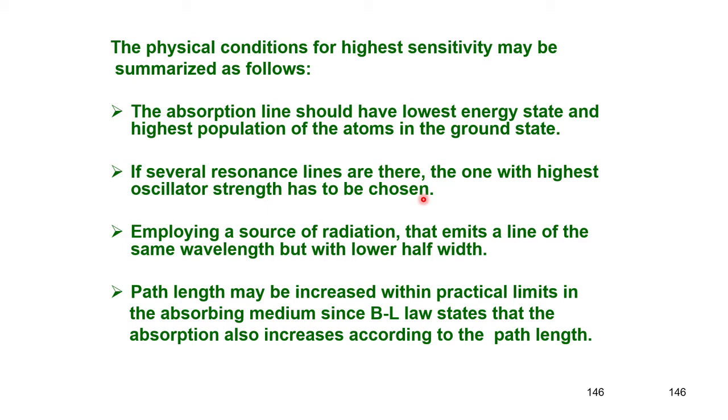Sure. Then the third point is employing a source of radiation that emits a line of the same wavelength, but with lower half width. You should choose a source of radiation that emits the same wavelength of determination, but with lower half width, because the smaller the half width, the better the sensitivity. So, the path length may be increased within the practical limits in the absorbing medium, since Beer-Lambert's law states that the absorption also increases according to the path length.